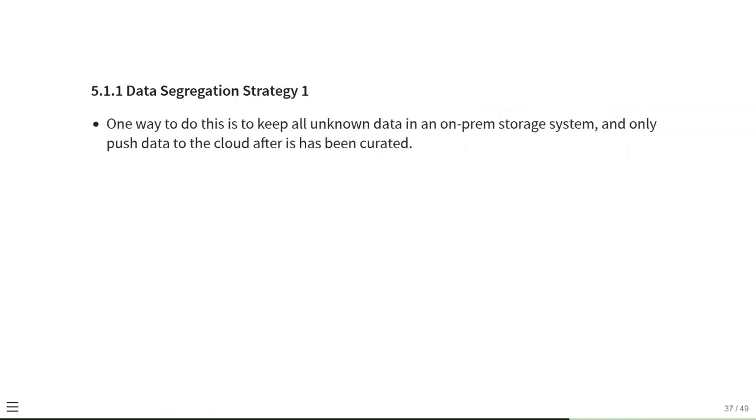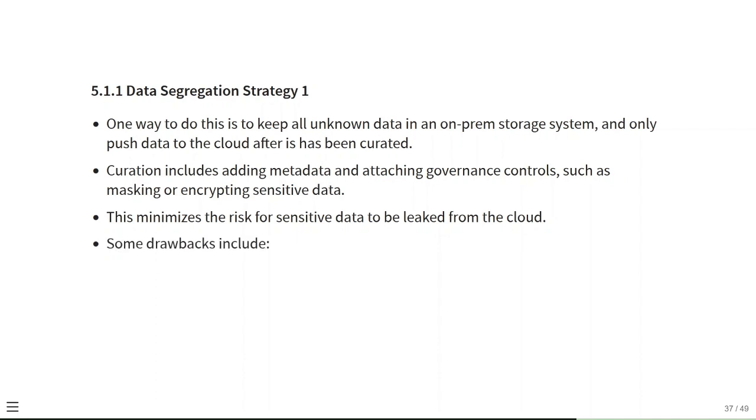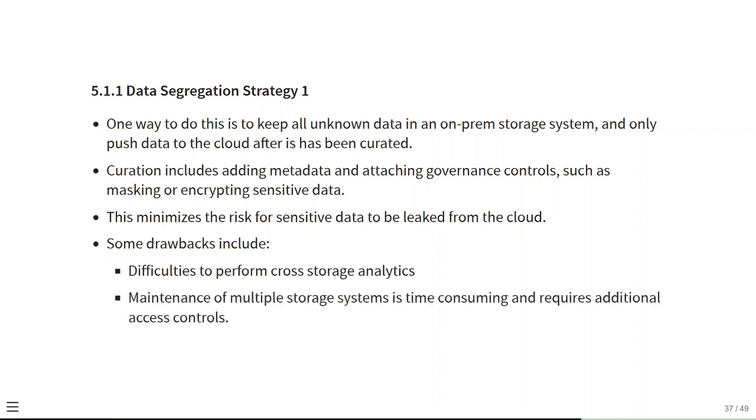One way to do this is to keep all unknown data in an on-prem storage system and only push data to the cloud after it has been curated. Curation includes adding metadata and attaching governance controls, such as masking or encrypting sensitive data. This minimizes the risk for sensitive data to be leaked from the cloud, but some drawbacks include difficulties to perform cross-storage analytics, and maintenance of multiple storage systems is time-consuming and requires additional access controls.